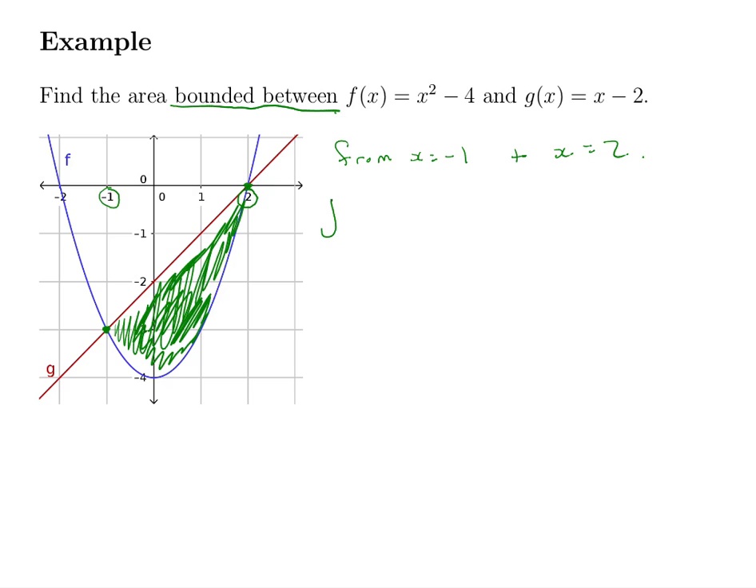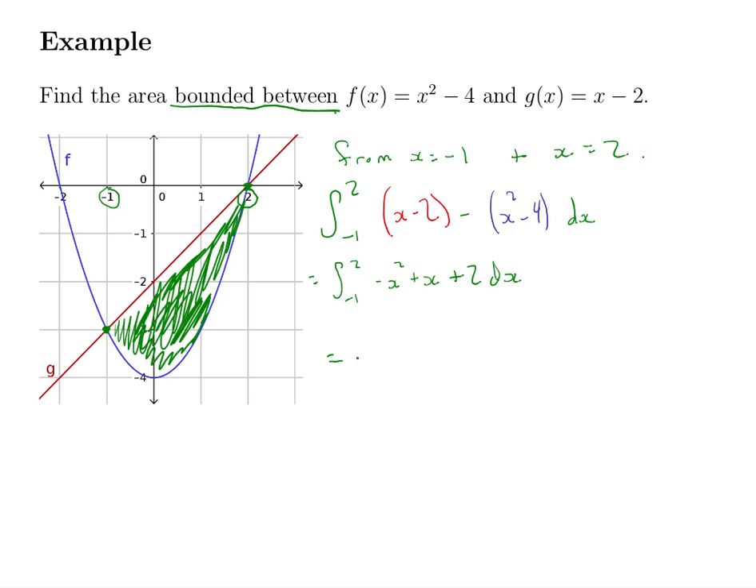So the integral that we set up is going to go from -1 to 2, and we're going to look at our top function, which is the red linear function, x minus 2, and we're going to subtract our bottom function, our blue parabola, that's x squared minus 4, and we can see how things go here. From here on out, we just combine our functions together, use the fundamental theorem of calculus, and see what we get. So I've got -x squared plus x, and then -2 minus -4 is going to be +2.